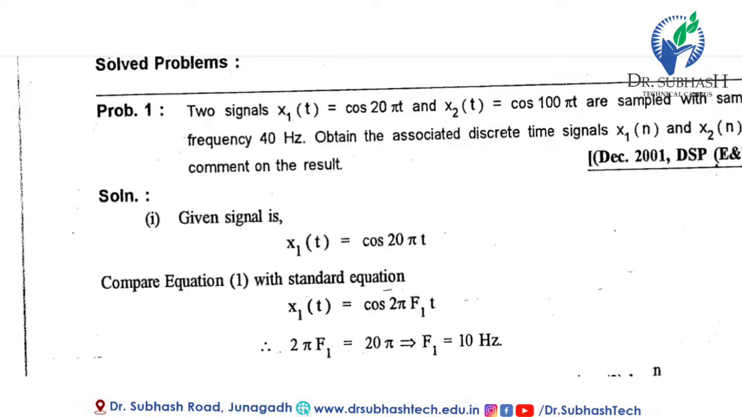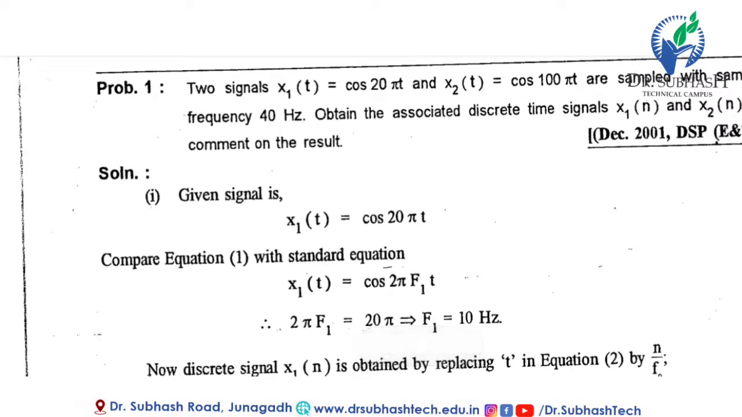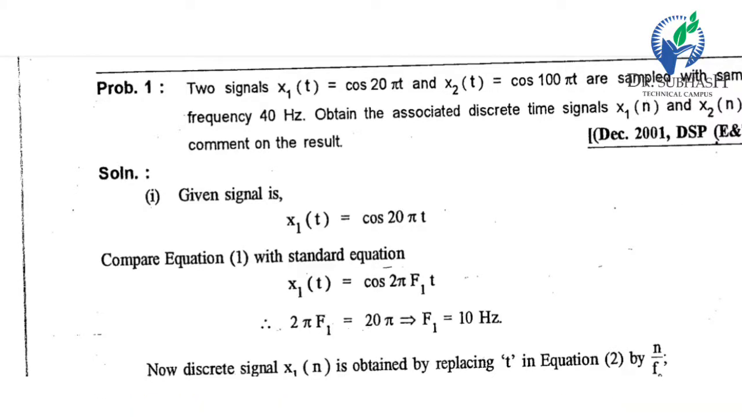So here two signals are given. The first one is x1 of t equal to cos 20 pi t and x2 of t equal to cos 100 pi t, sampled with sampling frequency 40 Hz. Obtain the associated discrete time signals x1 of n and x2 of n and comment.